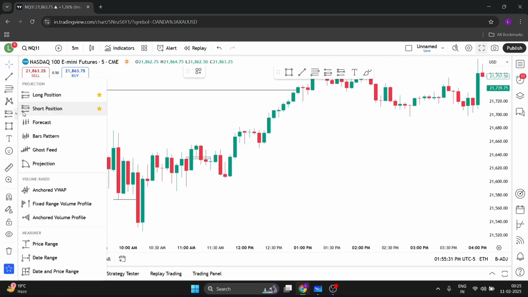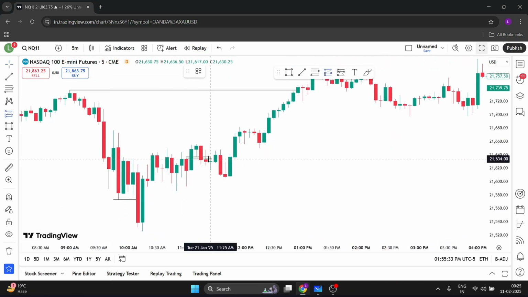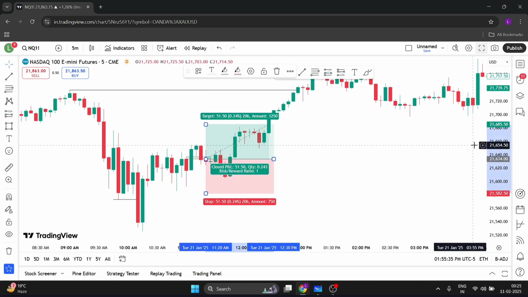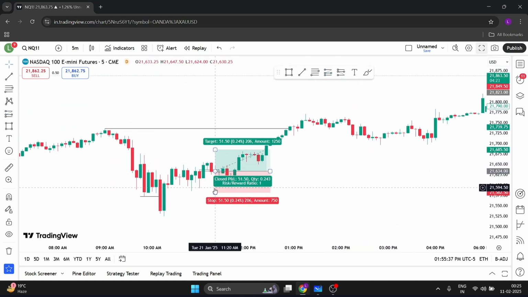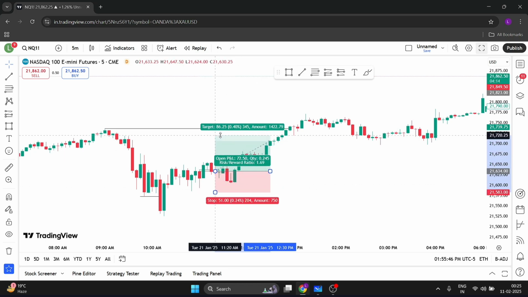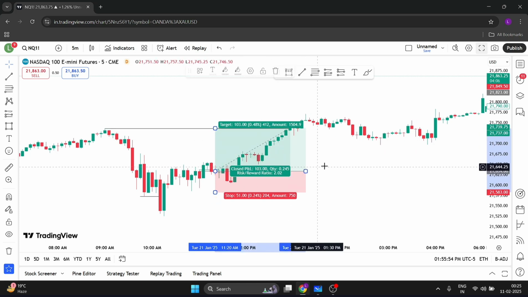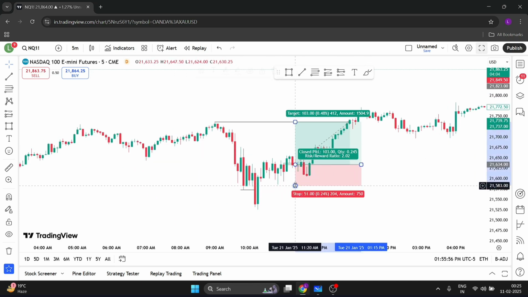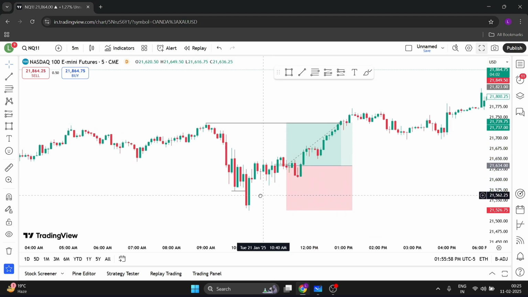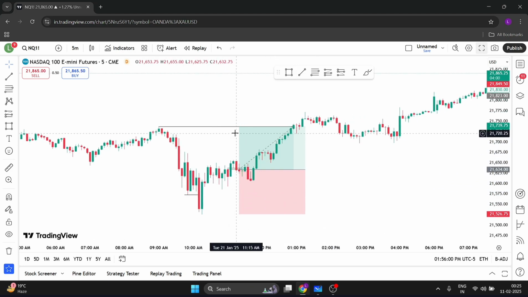If we took the entry from here like this, I usually target a 1-to-2 R to R with a 20-point risk, and you can see how well it worked out. But if you want a better SL with more breathing space, you can go for a 1-to-1 R to R like this, because it eventually hit the target.